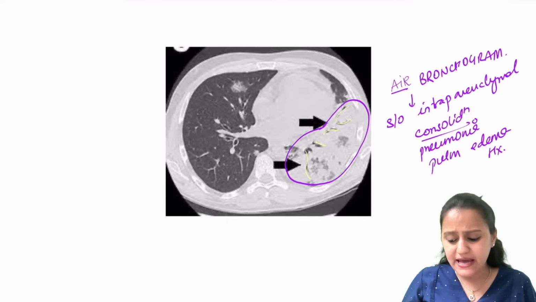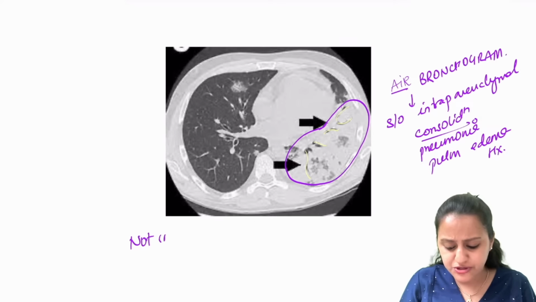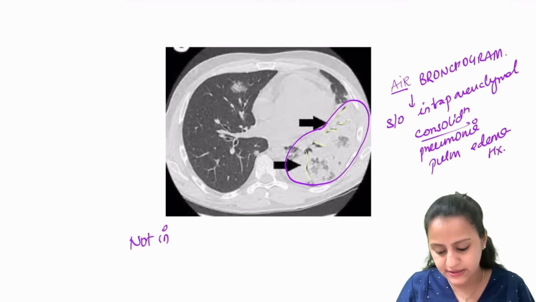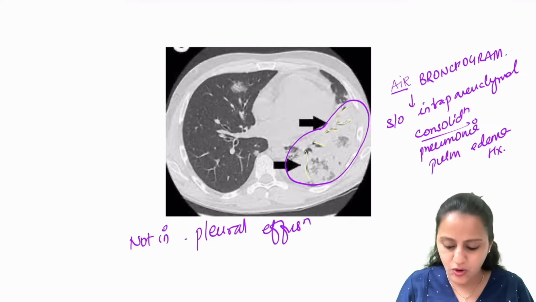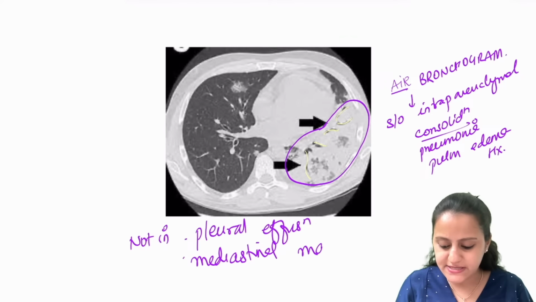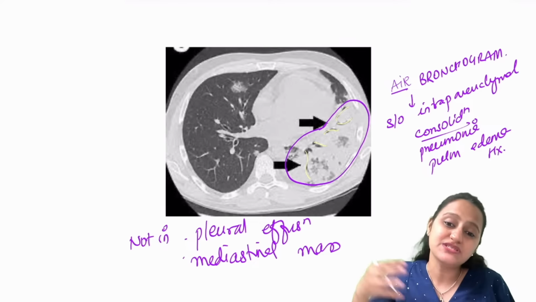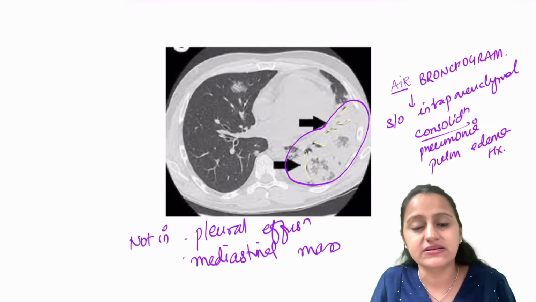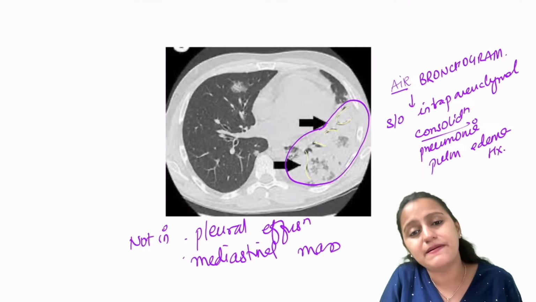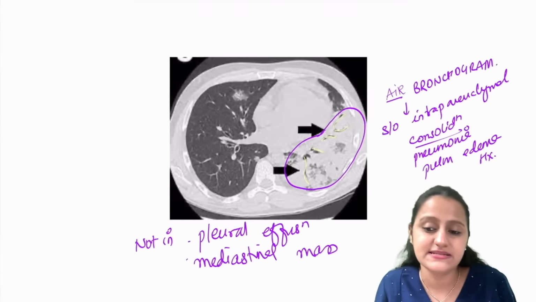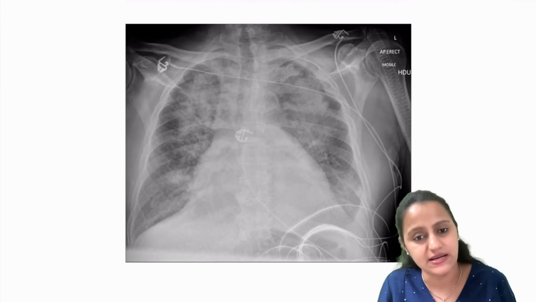Will you see this air bronchogram sign in pleural effusion? Is pleural effusion in the lung? No, it's outside the lung. So please remember, it is not seen in pleural effusion or even in mediastinal mass because it is outside the lung. The lung has to become white to see those black bronchi very clear. So it is only the lung pathology which will give this air bronchogram, not the pleural effusion or mediastinal mass. Also remember that has been asked.